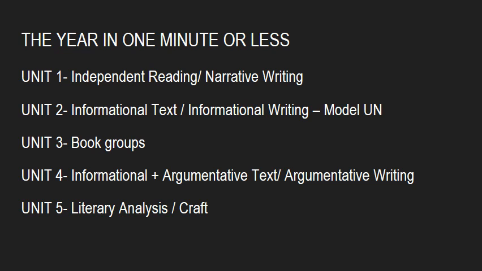In Unit 3, after winter break, we will be in small book groups. Students will have 10 to 12 books to choose from, and they'll be reading and discussing the books together in small groups. Unit 4 is an argument writing unit. Again, students will have a number of texts that they'll be reading, and they'll be composing an argument writing paper.